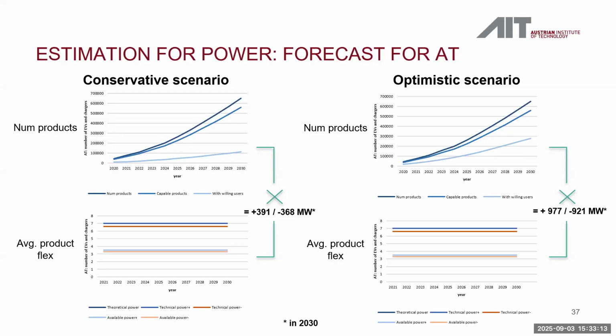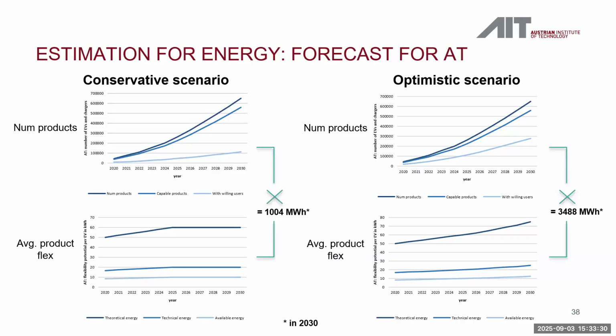And on the lower side, we have the average product flexibility, which we assume will remain constant when we are looking at the power flexibility at 7 kilowatt for the home chargers. And in combination, they will make up the power flexibility. And on this slide, we see the energy flexibility.